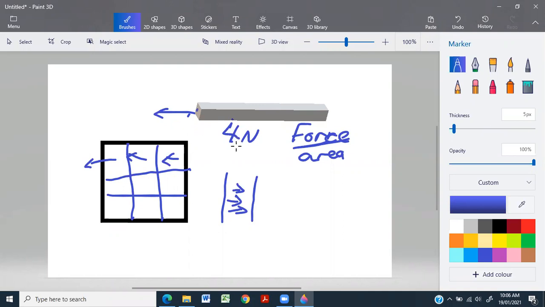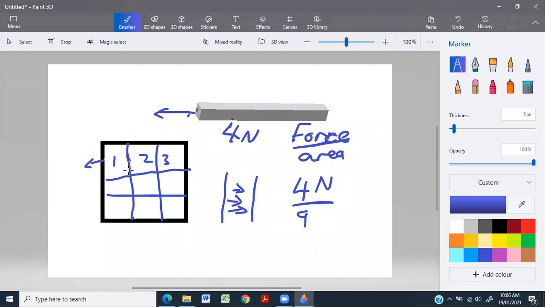So we can say, let's say 4 newtons, and each of these was some unit of area, let's say 1 unit each, right? Then each of these little squares here, square 1, square 2, 3, would have 4 divided by 9 newtons of force affecting them, right? So that's what stress is. Stress tells us how the force is distributed throughout the bar, right?